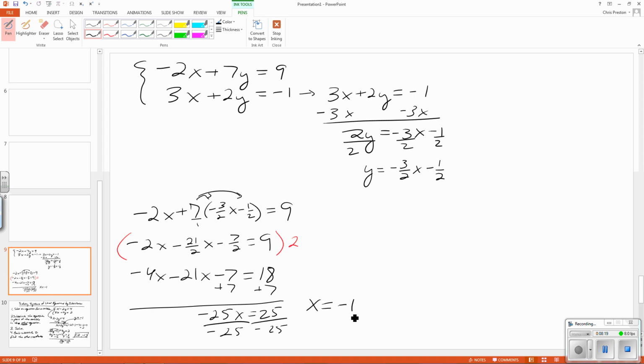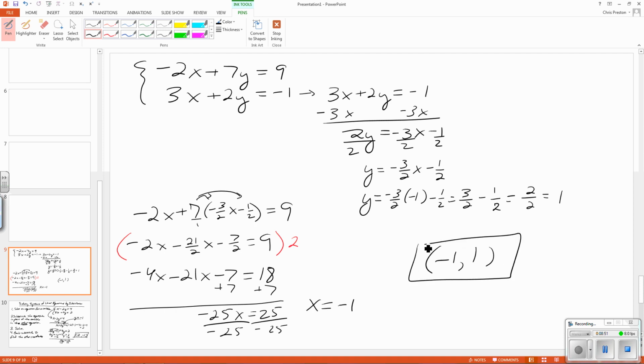And now that I know what x is, I can substitute that again. I can go back to one of the original ones, or I could go to this equation, whatever you wanted to do. So if I put negative 1 in here for x, a negative times a negative is a positive, 3/2 minus 1/2. Again, remember how you subtract fractions: common denominator. 3 minus 1 is 2 over that common denominator, so 1. So x was negative 1 and y was positive 1. And that's our solution point.